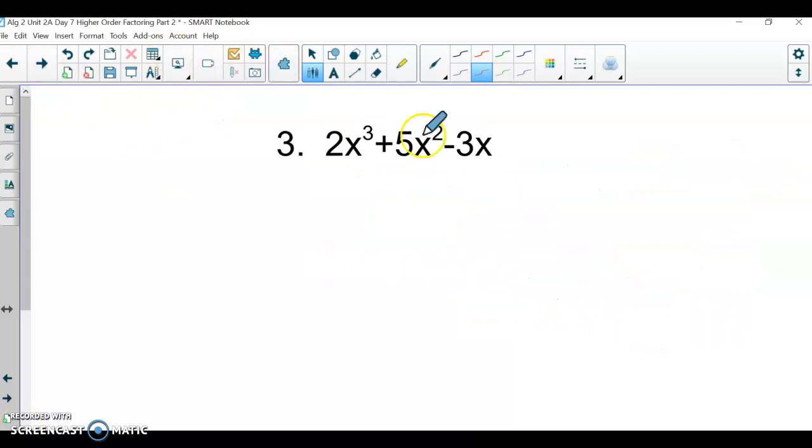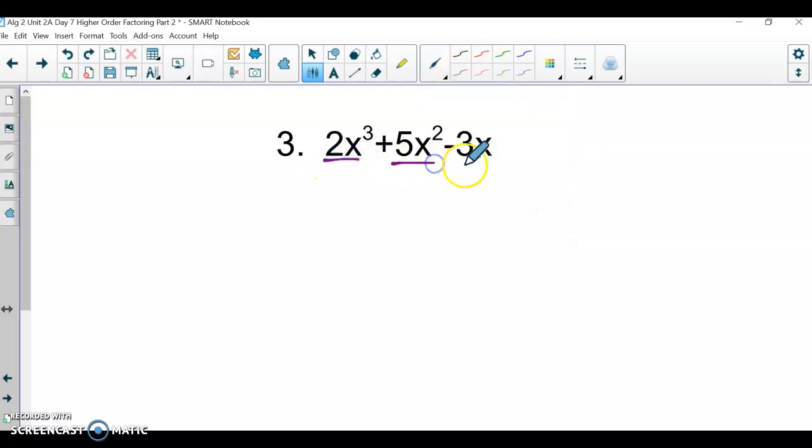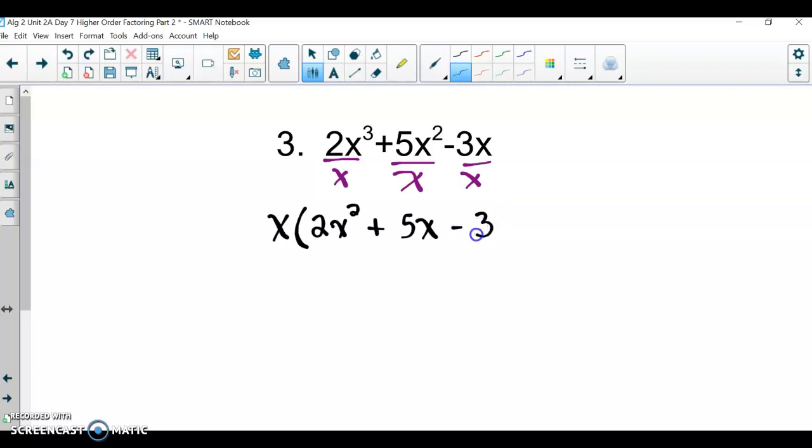We're going to do one last problem. So right here, we do have a GCF. We have a GCF of x. So all of them can be divided by x. So we're going to end up putting our x right in front. Dividing. So we have 2x cubed divided by x, that's 2x squared. 5x squared divided by x is 5x. And then negative 3x divided by x is negative 3.